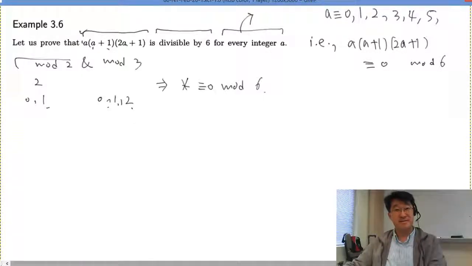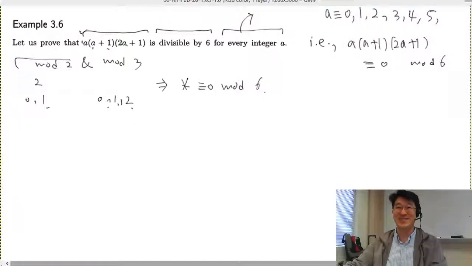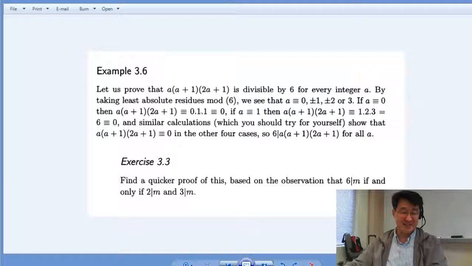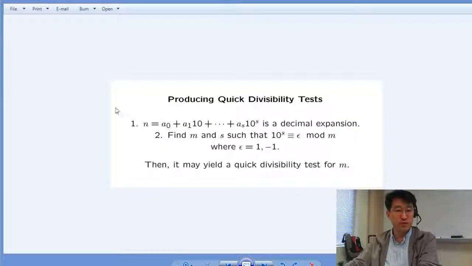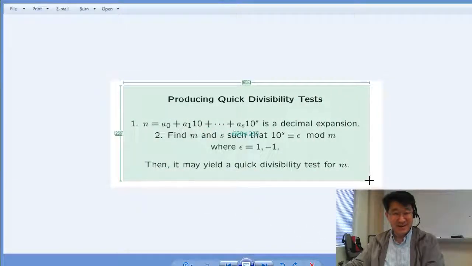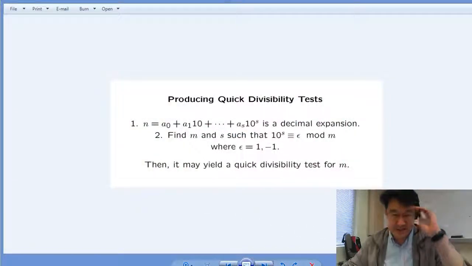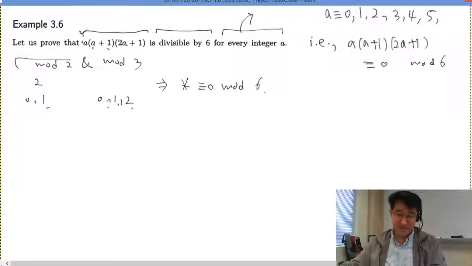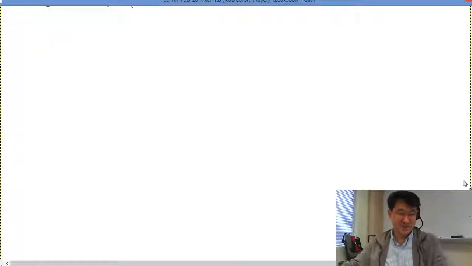I'm glad you guys are enjoying this theorem. Yeah, that's it. All right, there's more fun coming right here. Producing quick divisibility tests. This is what you paid for. This is a really lovely thing.